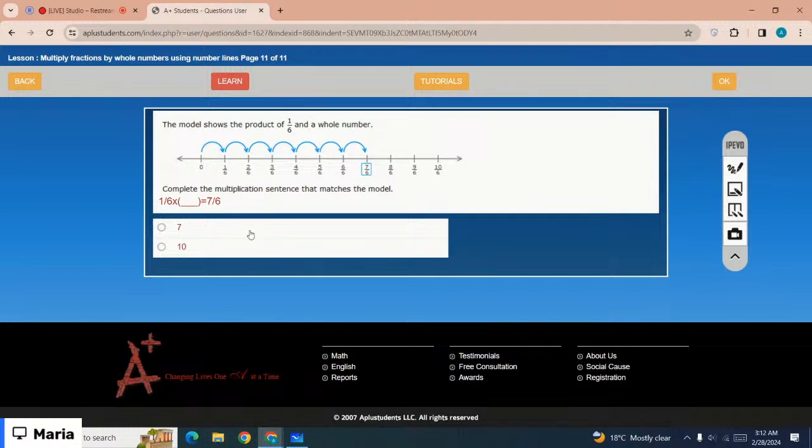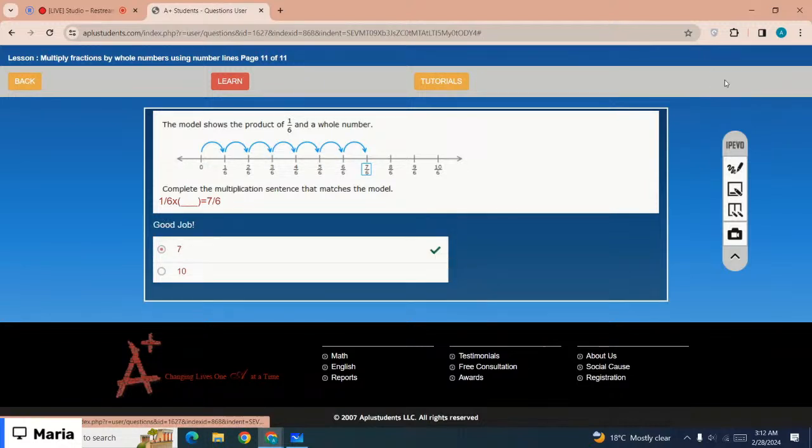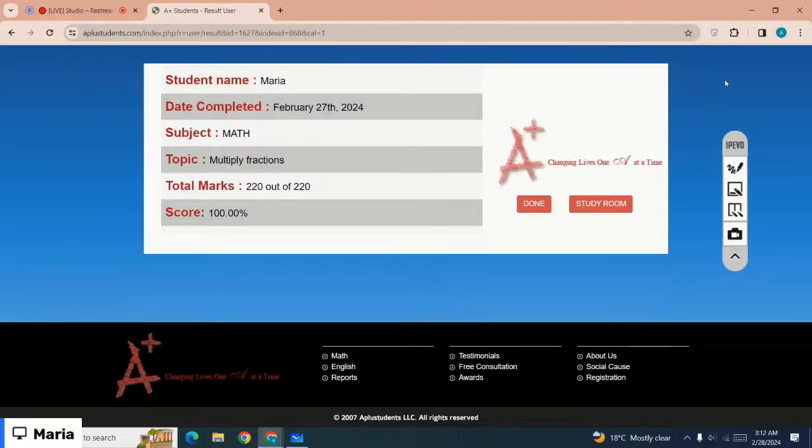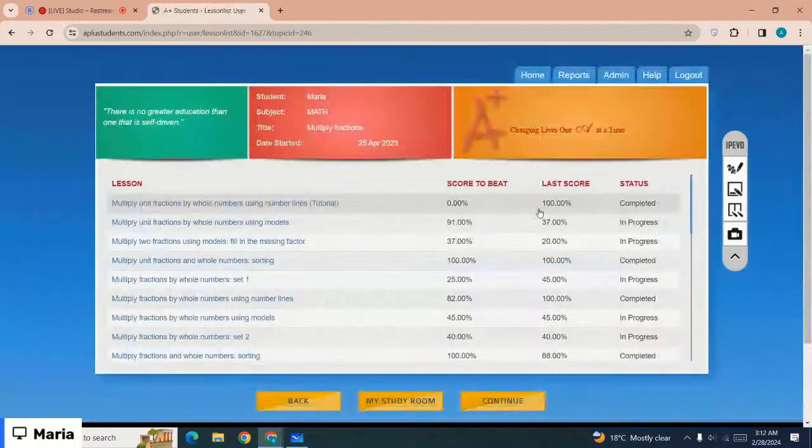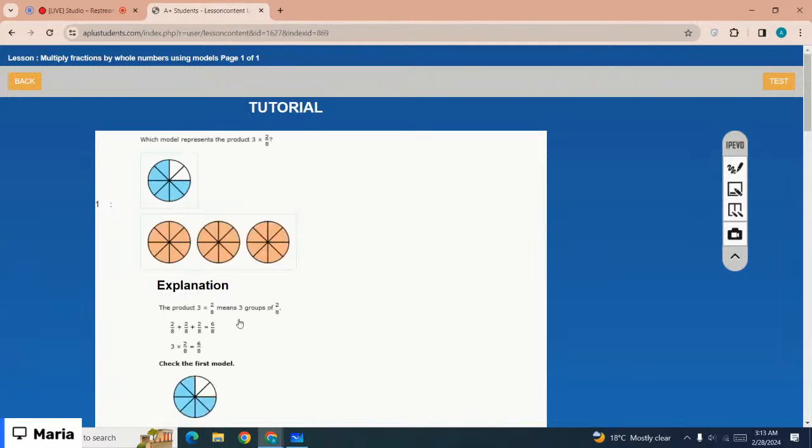Okay, we are done with the lesson. Let's move on to the next lesson, right? Okay, the next lesson is, yes, you can ask a question if you have any. The next one is multiply fractions and whole numbers using models.